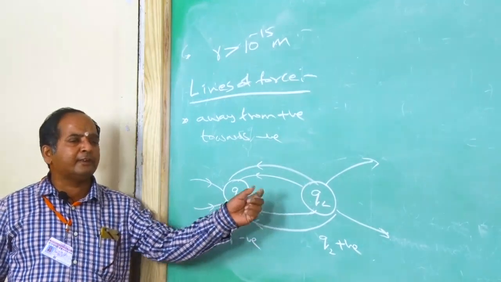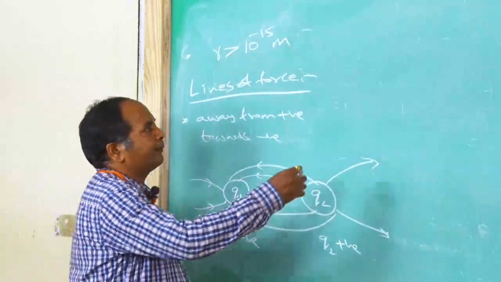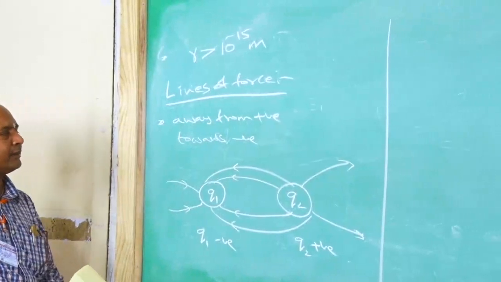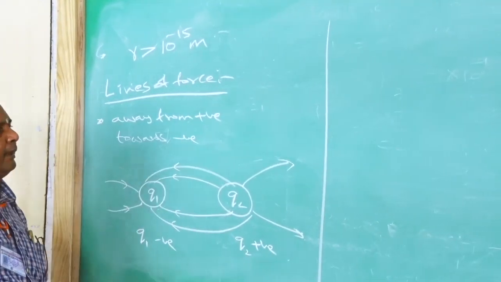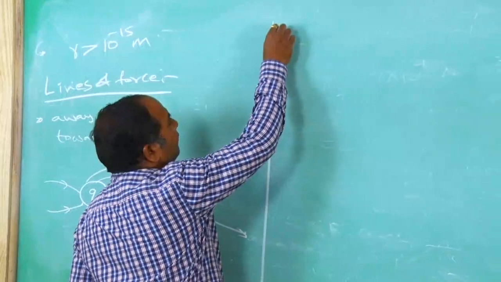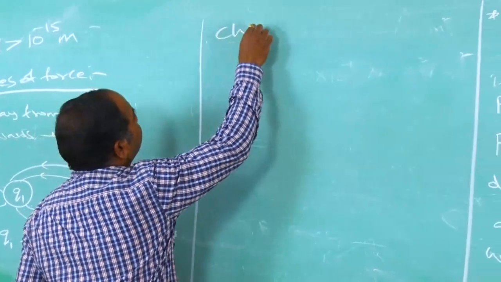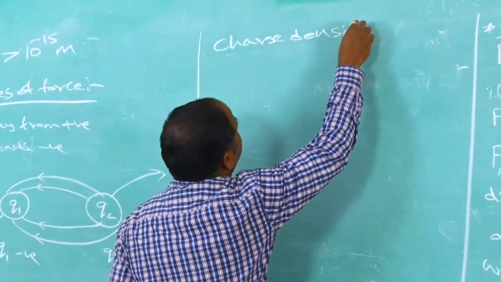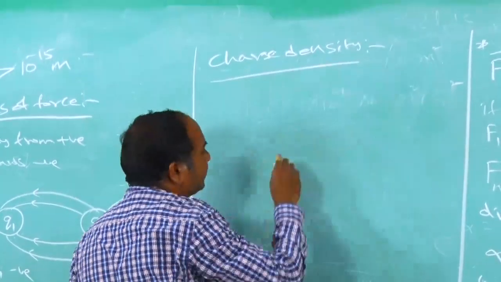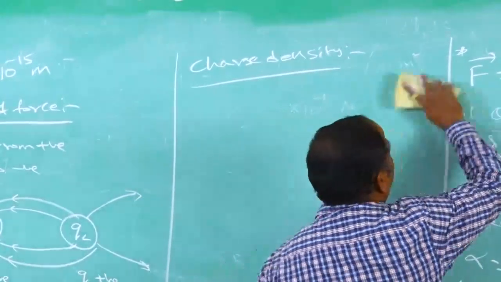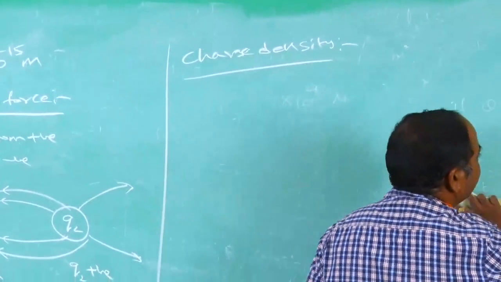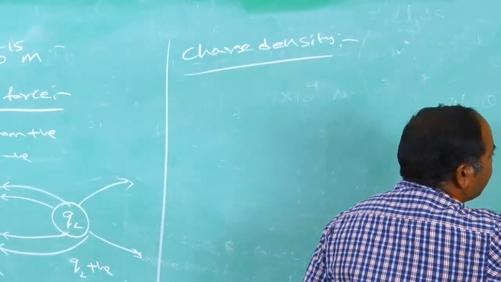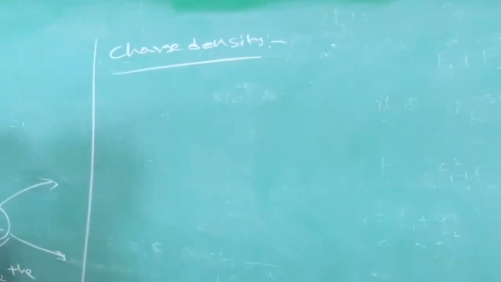Its charge is more, its charge is less. Like that we should remember. Another concept to remember after knowing about the lines of force is charge density. Charge density means how the charge is distributed over the body.